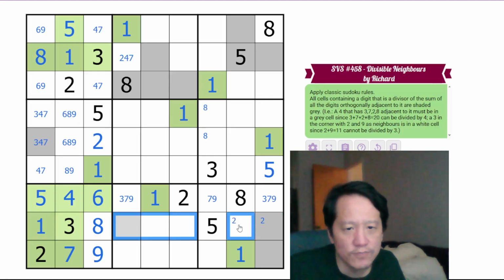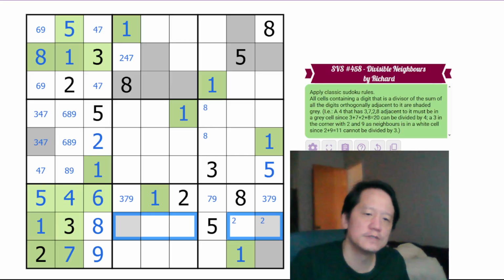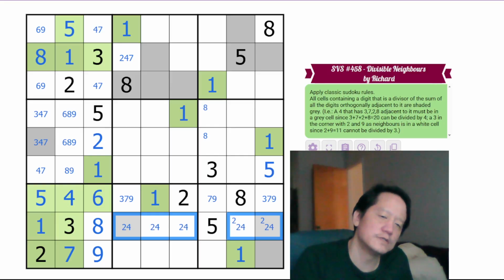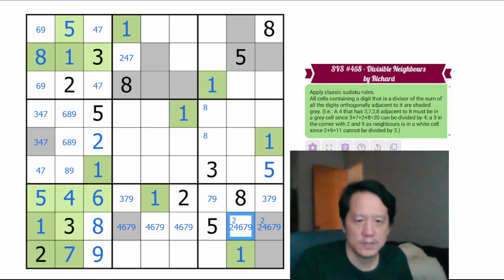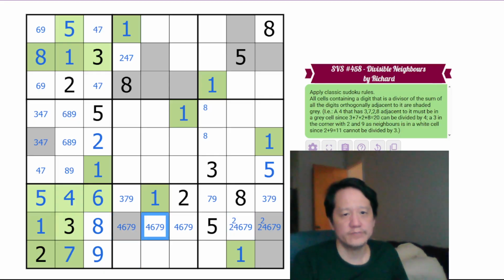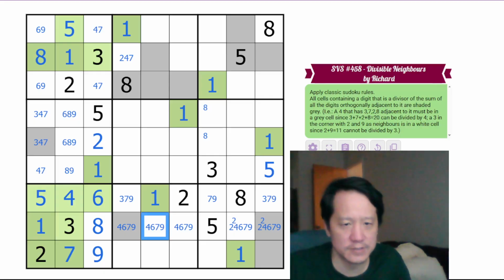Remaining digits of row 8. We have 2, 4, 6, 7, 9. Obviously, none of these could be 2. We don't know what the rest are.